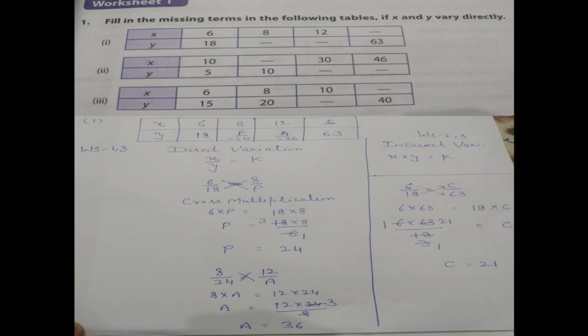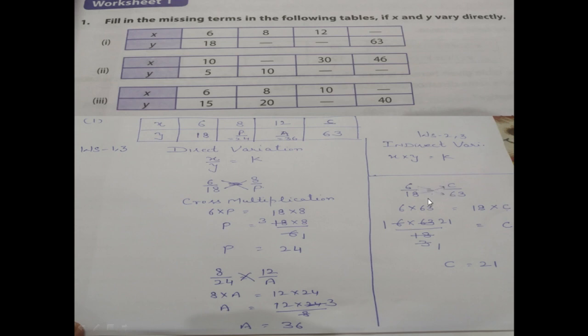Now the last column, you will find the value of C. You can choose, you can take this one, this one, this one. I have chosen this one. It's your choice now, because we know the value of P, we know the value of A. Now we can take any of these two also. I have taken 6 over 18 is equal to 6 over C over 63.